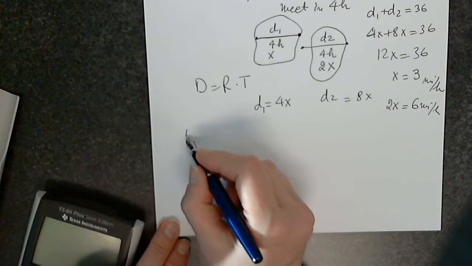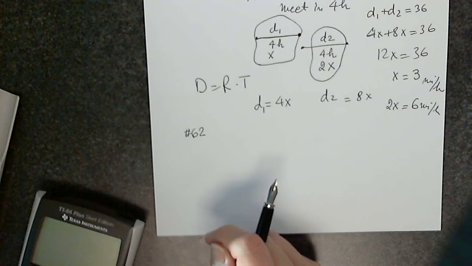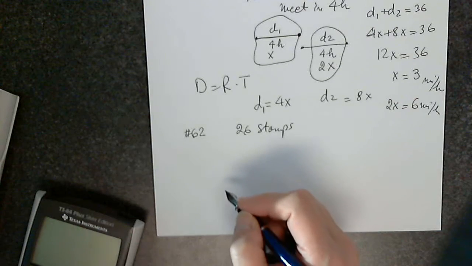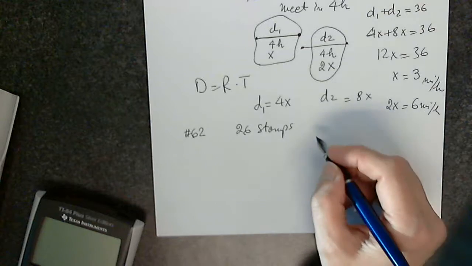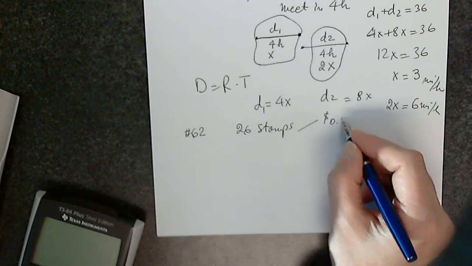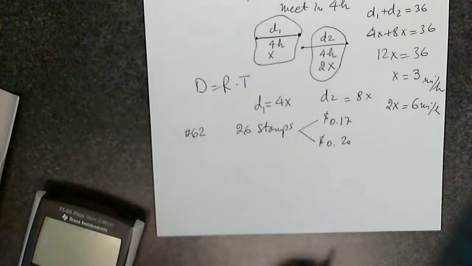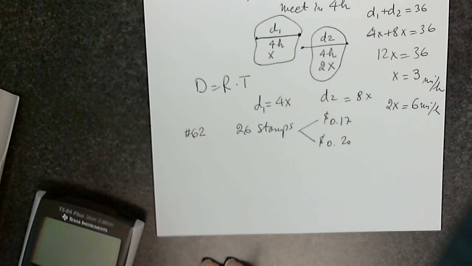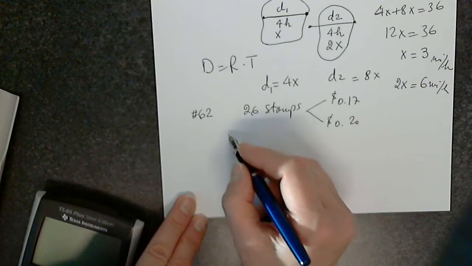$62. Sarah and Owen purchased 26 stamps, a mixture of 17-cent and 20-cent stamps. Careful with stamps because they say cents, but of course you have to be careful. You have to put it in dollars. Find the number of each type of stamp if they spent a total of $4.93.